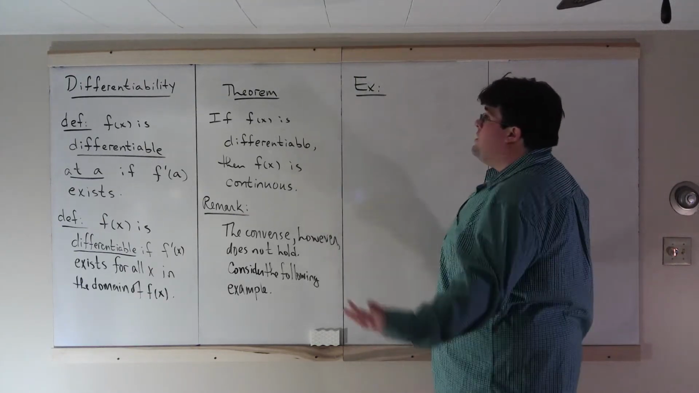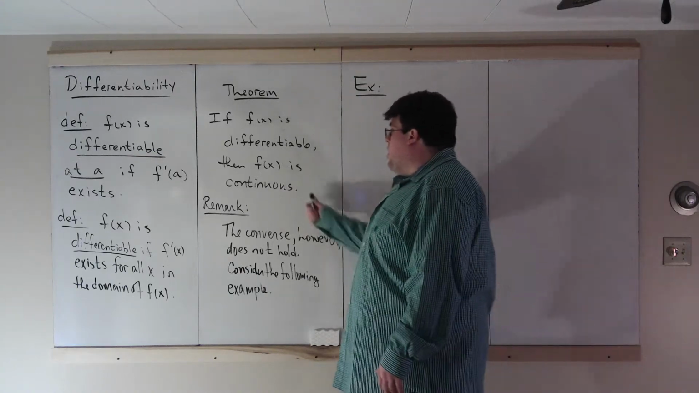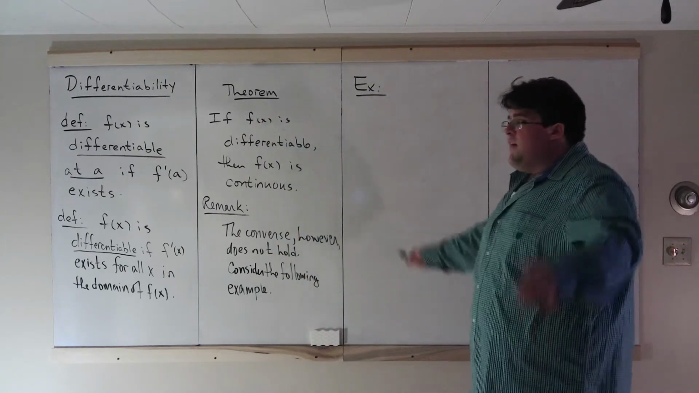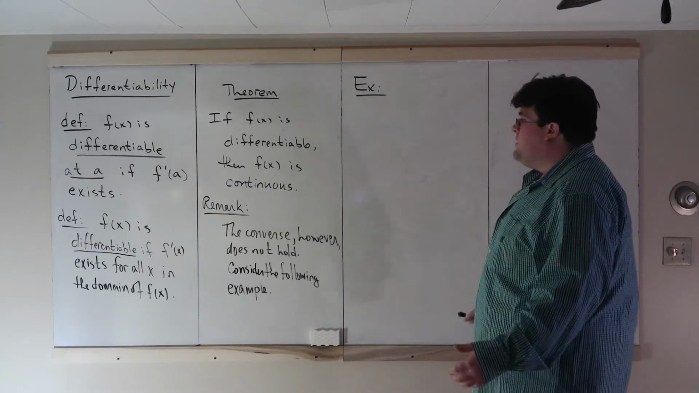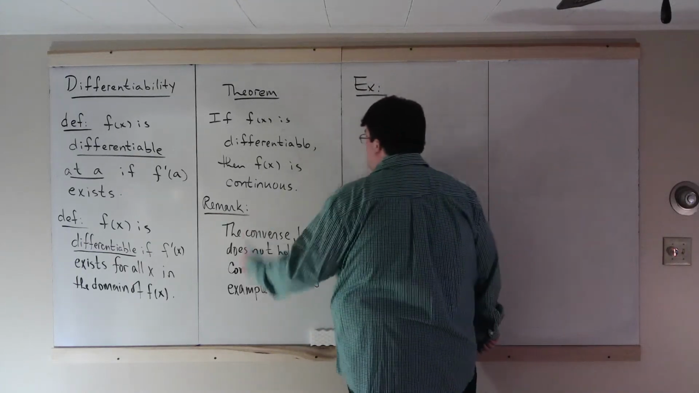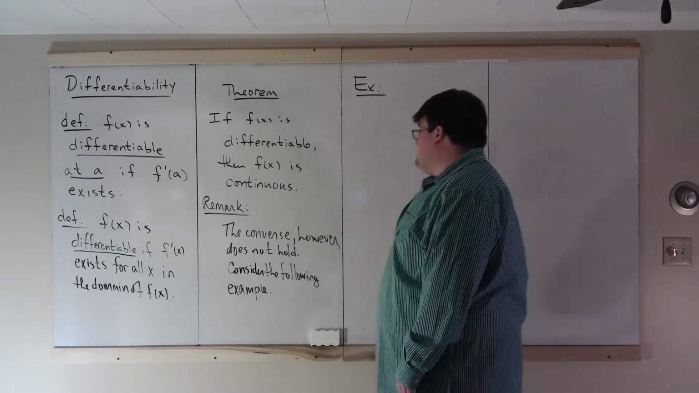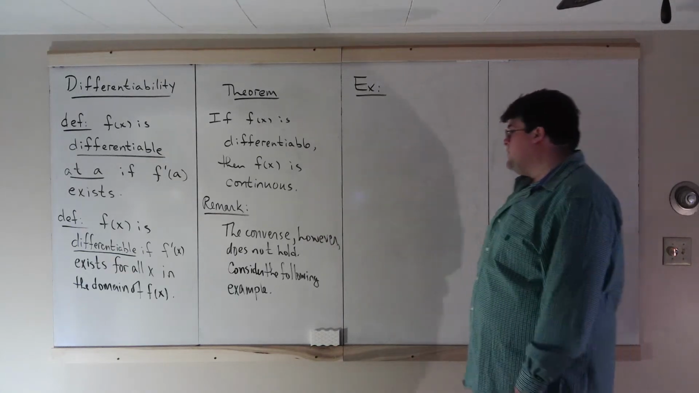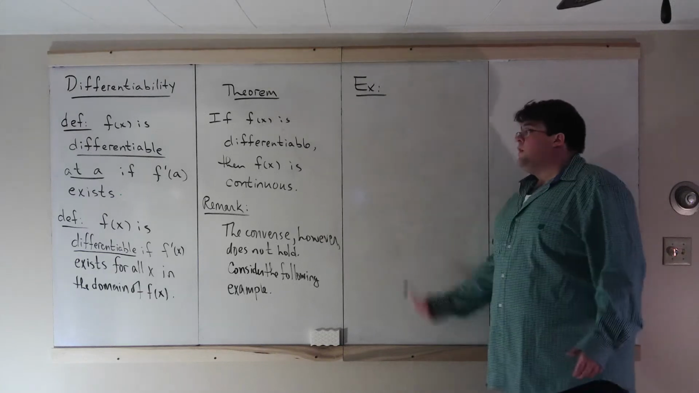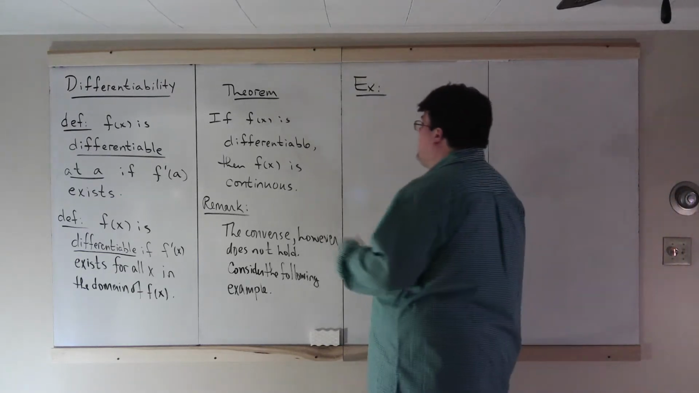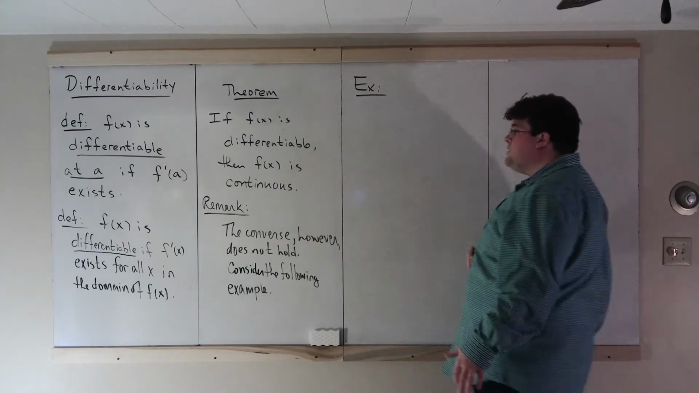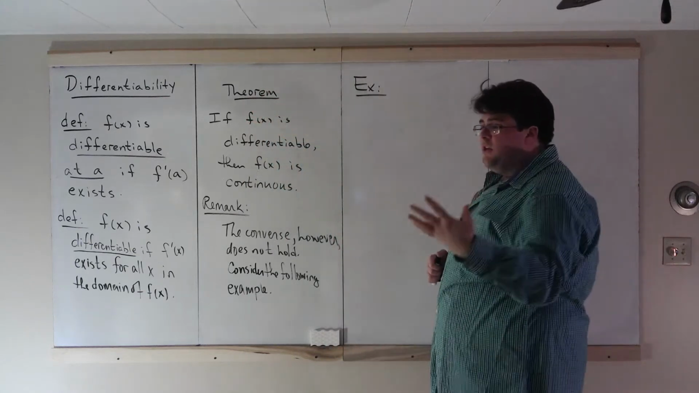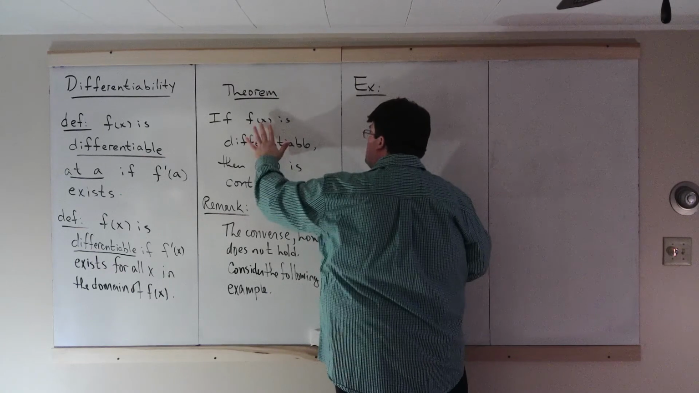Well, the natural next mathematical question is, are all continuous functions differentiable? So if we flip this around and consider the statement, if f is continuous, then is f differentiable? Well, that does not hold. So remark, the converse of this statement, meaning the statement, if f is continuous, then f is differentiable, does not hold. And we're going to look at an example. So what we're going to do with this example is find a continuous function which is not differentiable. And if we find a continuous function which is not differentiable, then the converse of this does not hold.